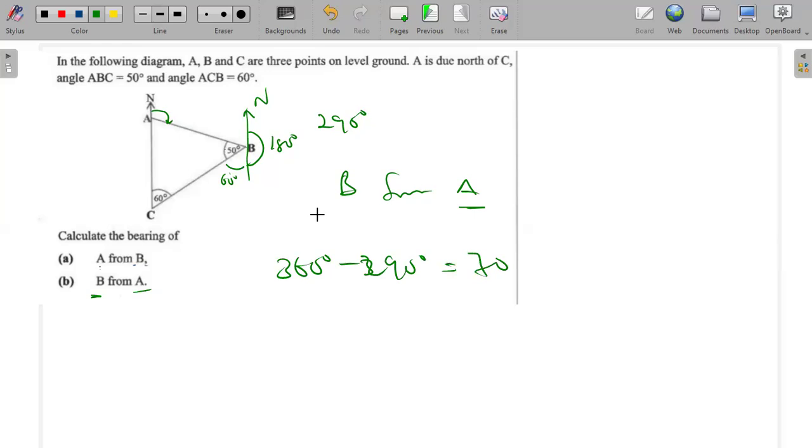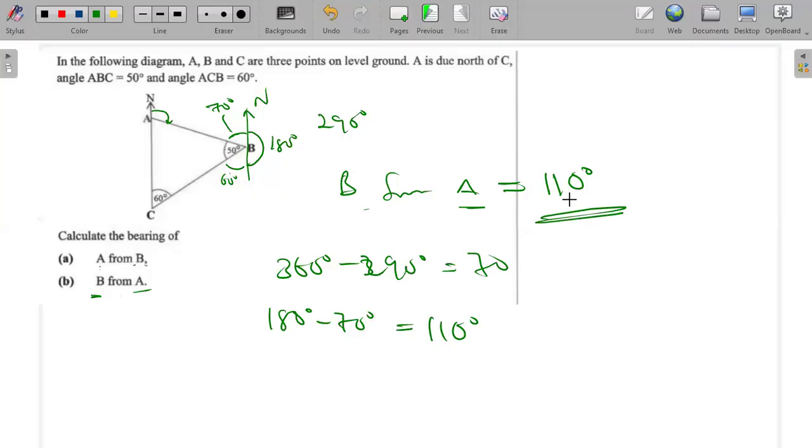This and that angle are allied angles, so they add up to 180. So I say 180 degrees minus 70 degrees is going to give me 110. So the bearing of B from A is just 110 degrees. So that is how we calculate that.